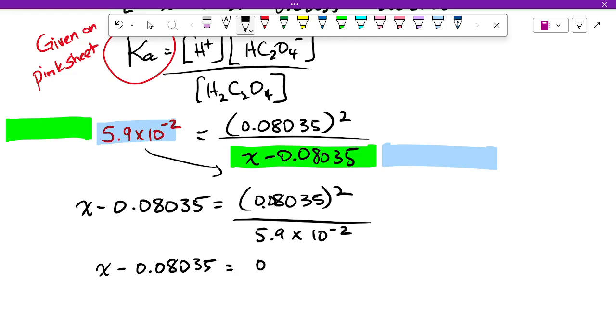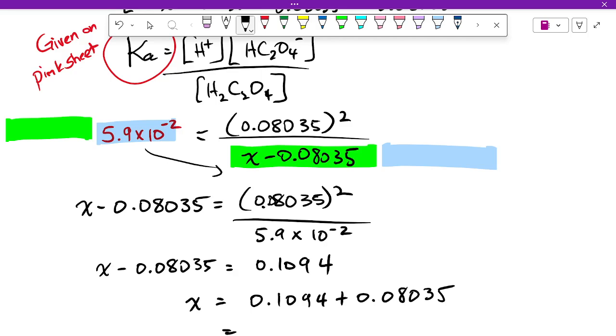equals 0.1094. X is equal to 0.1094 plus 0.08035, which is 0.189776.